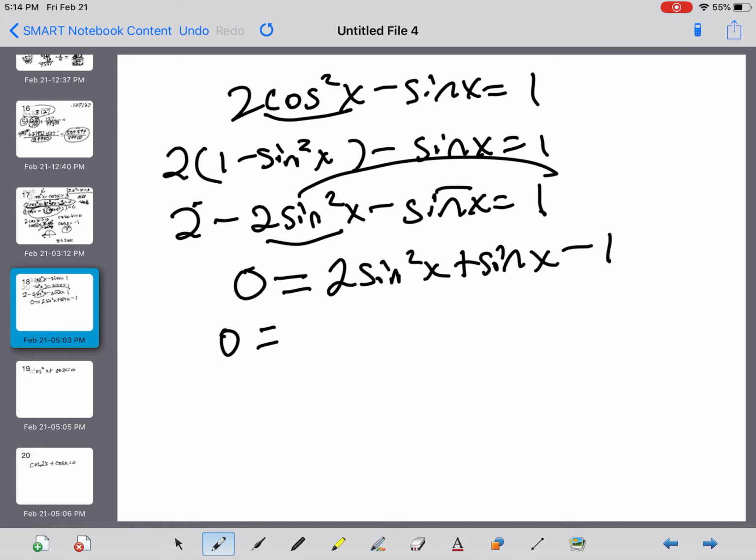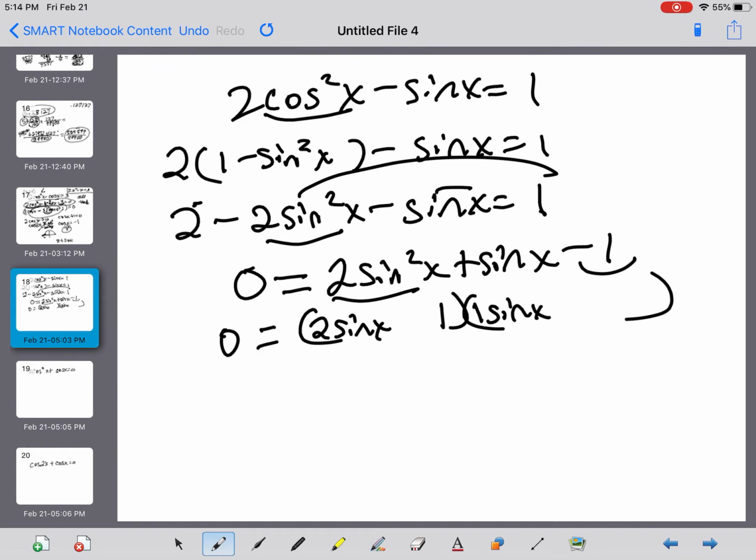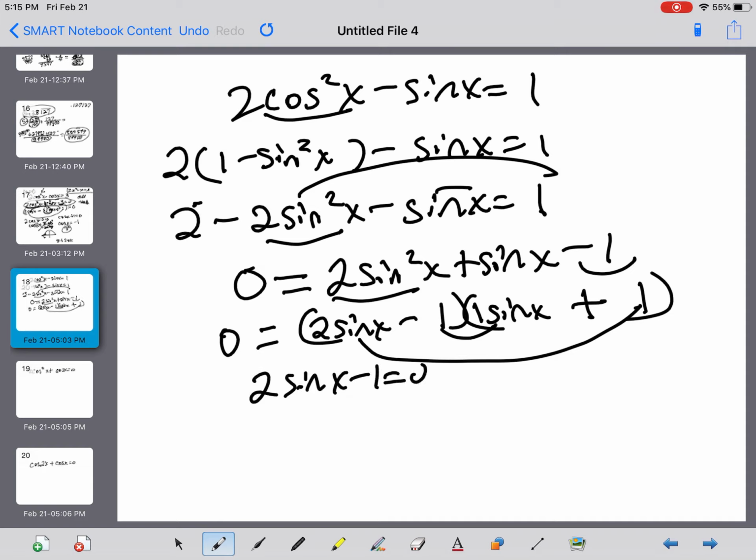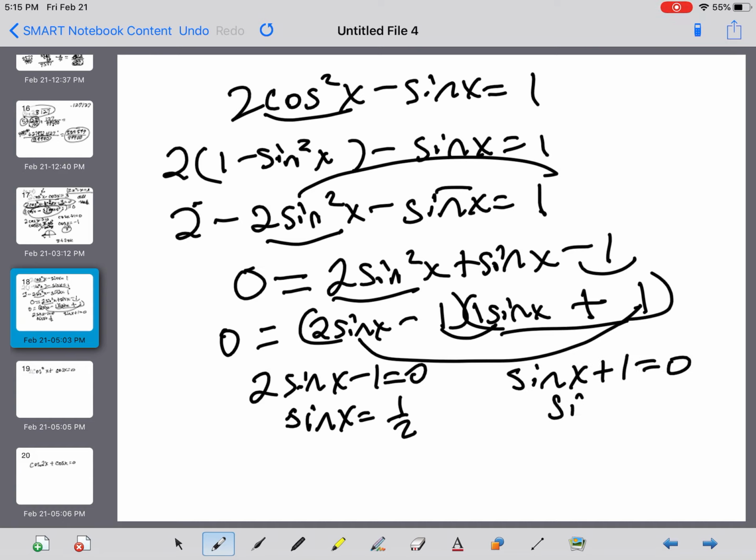All right, then I'm ready to factor. 2 sine squared x is 2 sine x times some 1 sine x. Factor the front, factor the back, are 1 and 1. And that's going to give me a 1 and a 2. My signs are positive and negative. Then I set my factors equal to 0. This one I'm going to add 1 and divide by 2. This one will give me sine x plus 1 equals 0. Sine x equals negative 1.